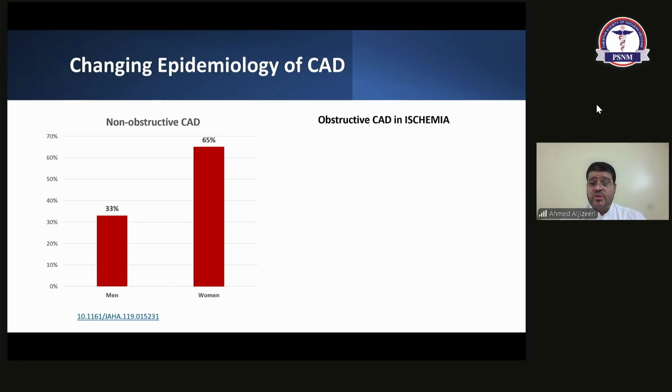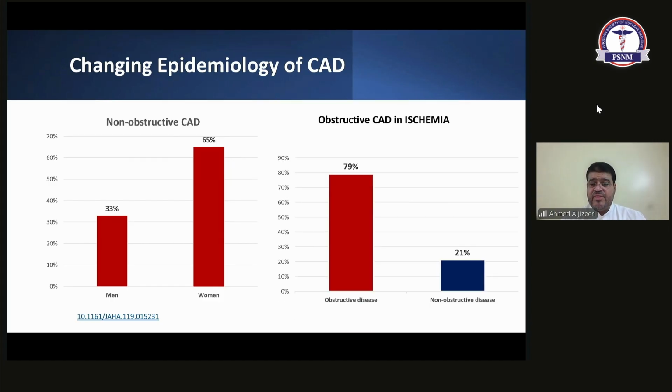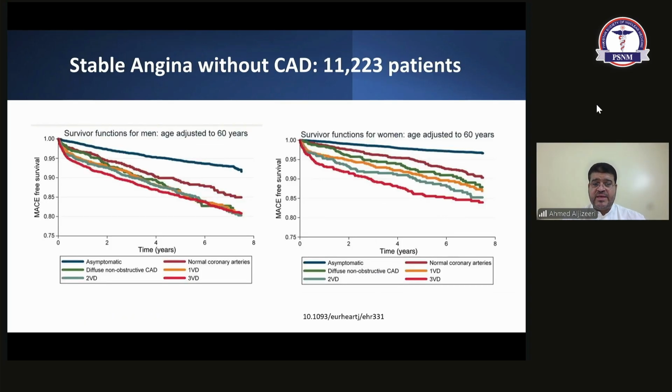Even in those with proven ischemia, the rate of having obstructive disease is 97%. So for those patients who are all comers, at least one to two-thirds of patients do not have obstructive disease. And in those patients with significant ischemia, one-quarter of them do not have obstructive coronary artery disease.